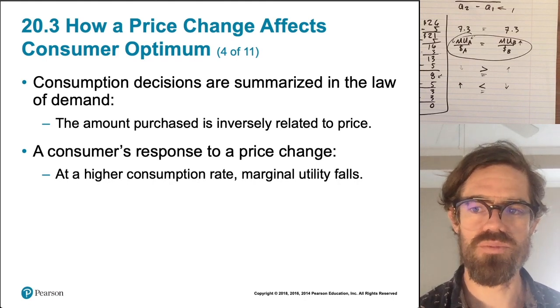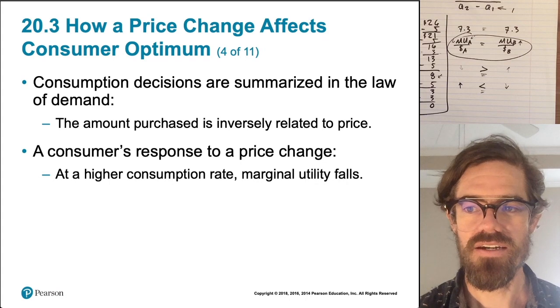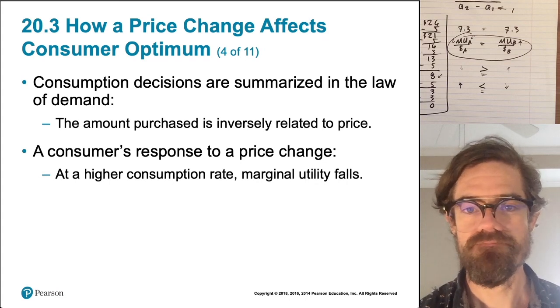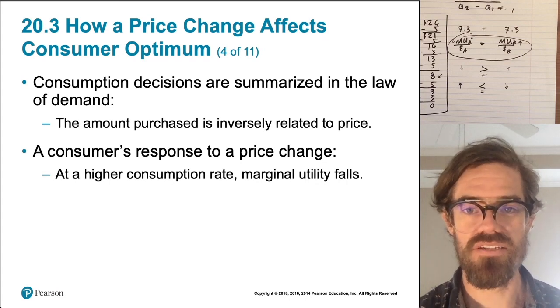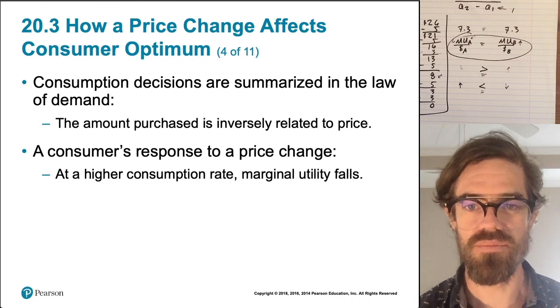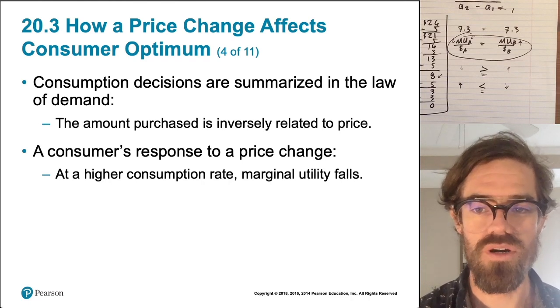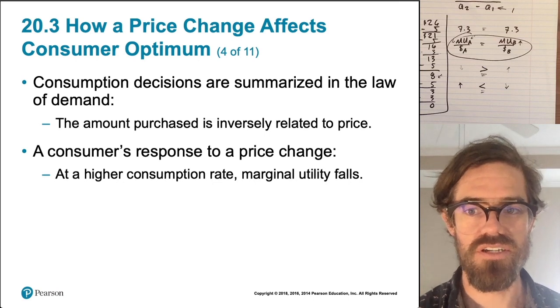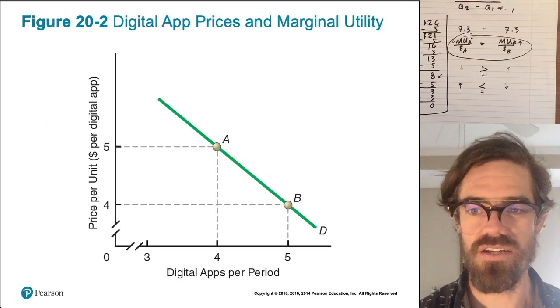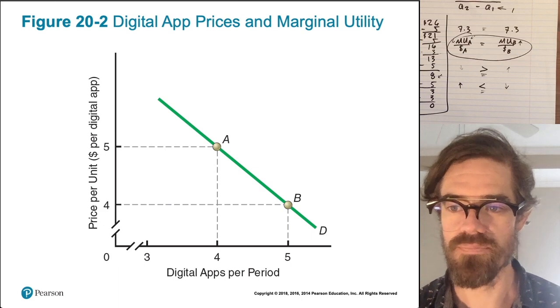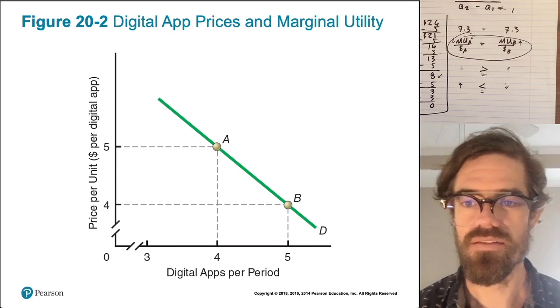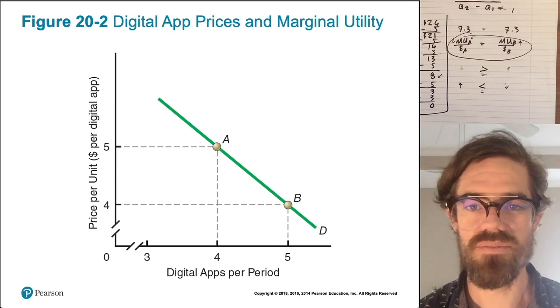So a consumer's response to a price change is that the price goes down, they consume more because the marginal utility per dollar goes up. But then, of course, as they consume more, the marginal utility starts to go down, and so we eventually get back to a point where they're equalized. So this is where the demand curve is coming from, right?